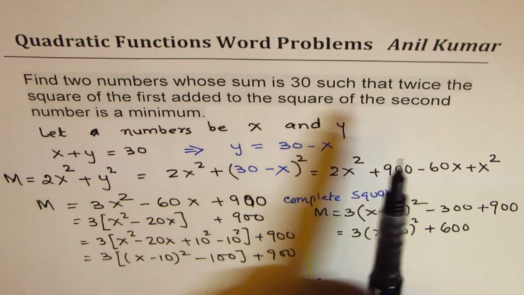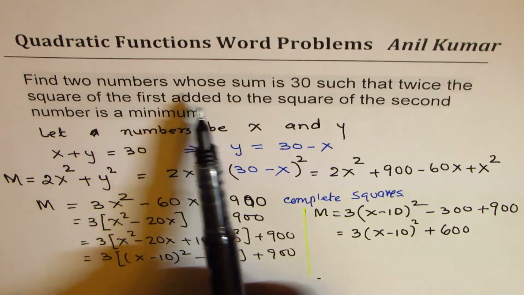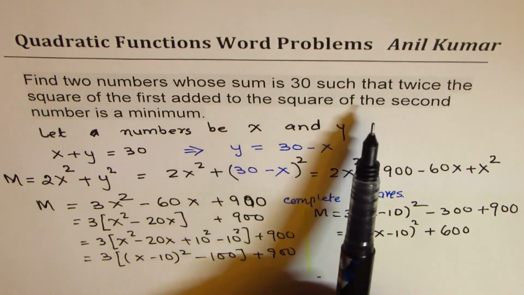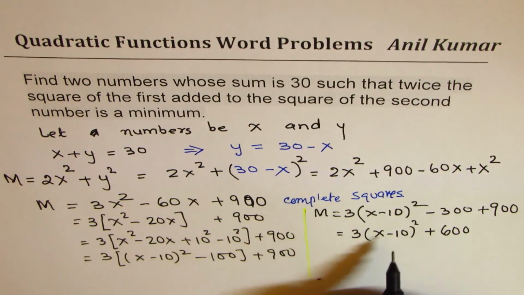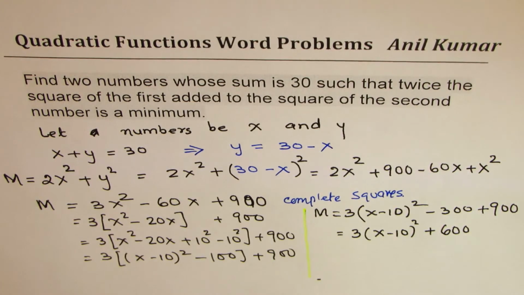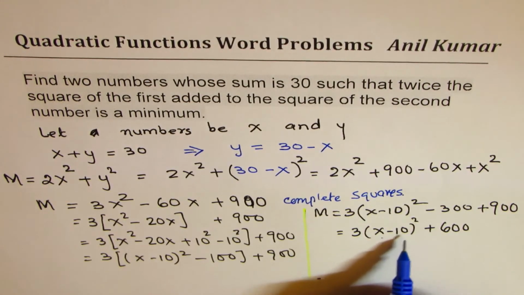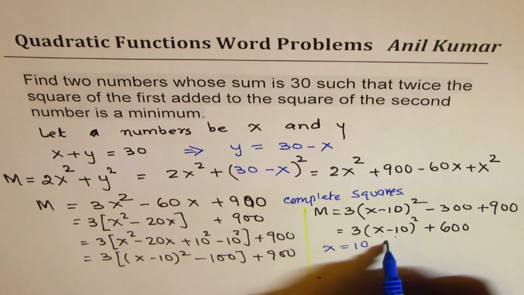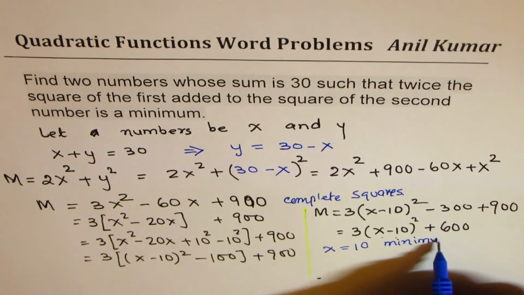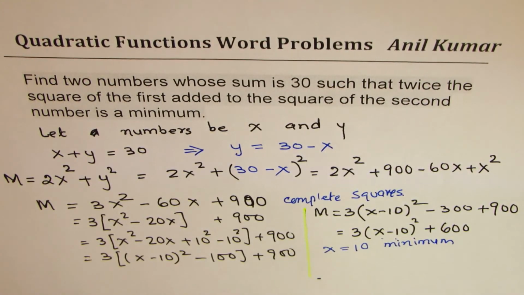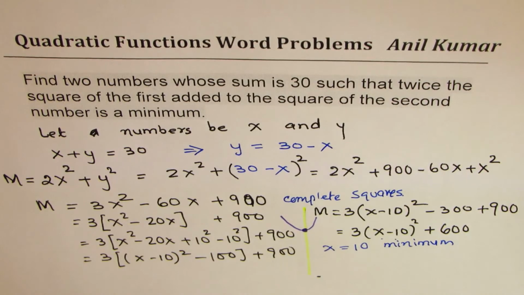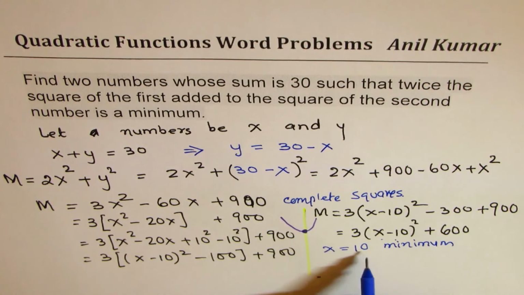So it says, find two numbers whose sum is 30 such that twice the square of the first added to the square of the second number is the minimum. So what is the number? From here, you can always equate x to 10 to get the minimum. So at x equals 10, we have a minimum, right? Why? Since this parabola opens upwards, so it is positive, right? So therefore, the parabola opens upwards and we have a minimum, right? So minimum is when x is 10.